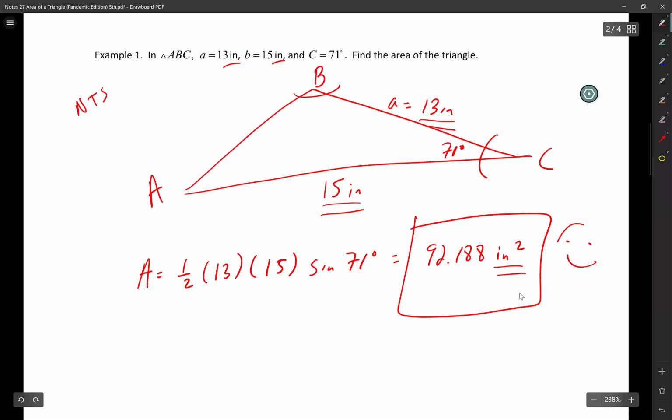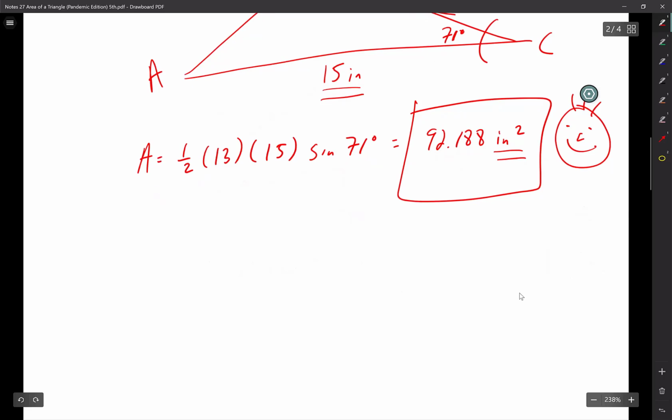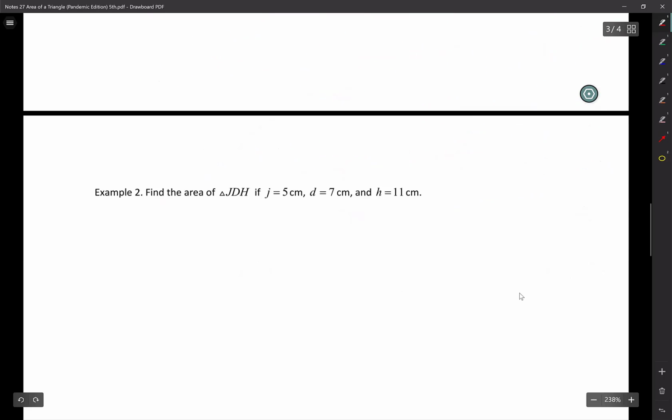I think that's worthy of a happy face. That's not the best happy face I've done. Oh well, that's okay. And it's that simple, guys. So now when you get this on your SAT, ACT, you'll be able to get it like that, hopefully. All right, let's keep going.